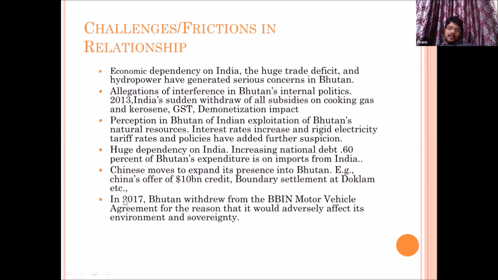And finally, in 2017, Bhutan withdrew from the BBIN agreement. BBIN, I told you, right? The Bhutan, Bangladesh, India, and Nepal Motor Vehicle Agreement. Bhutan withdrew, saying that it will cause environmental problems because there will be huge transport of trucks and all the roads will be laid. Because they are so sustainable and so dependent on natural resources, they said we will not sign it because it will destroy them. If Bhutan doesn't sign, then it gives less incentive for Bangladesh and Nepal also to sign. So that is why it again has an impact on India-Bhutan relations. So these are some challenges which we have to address.